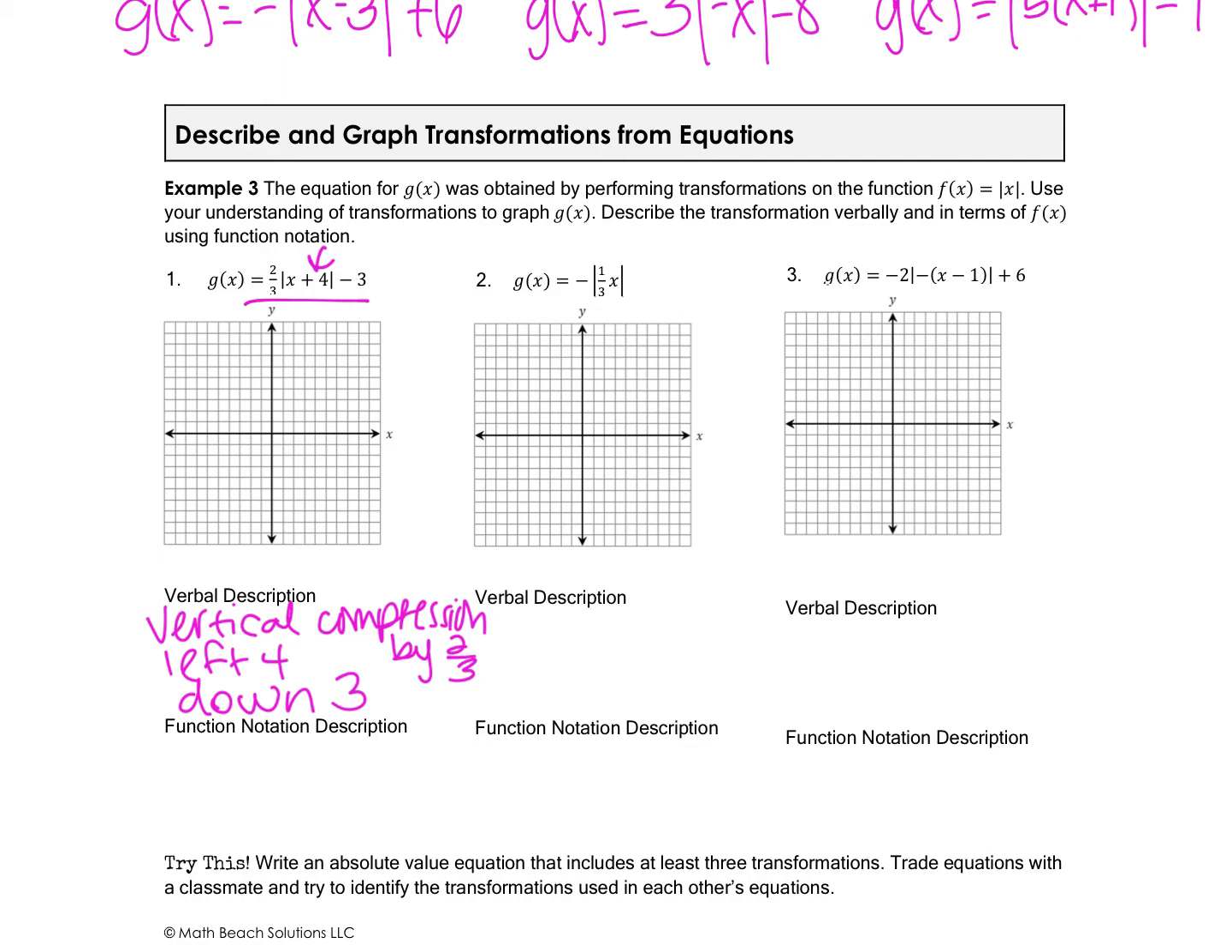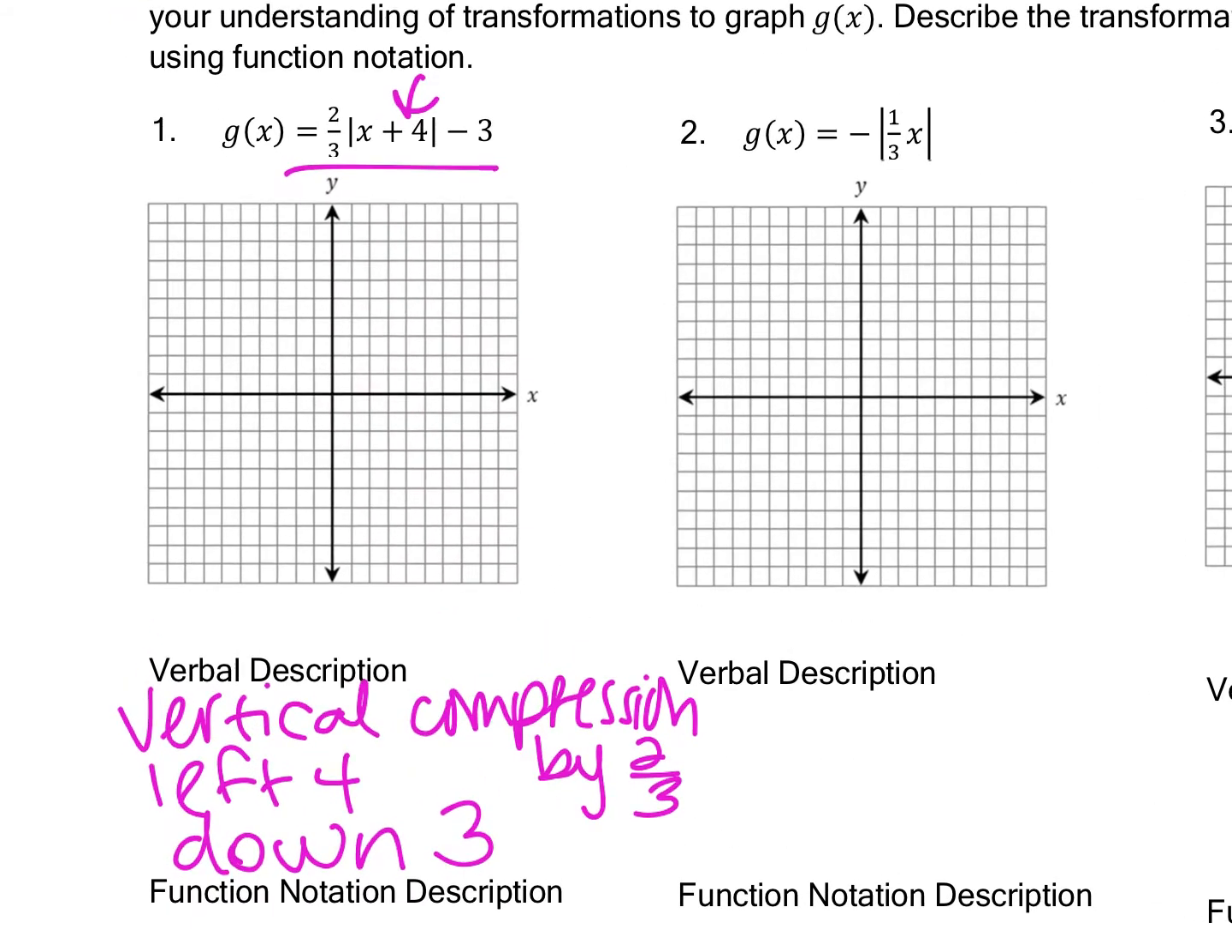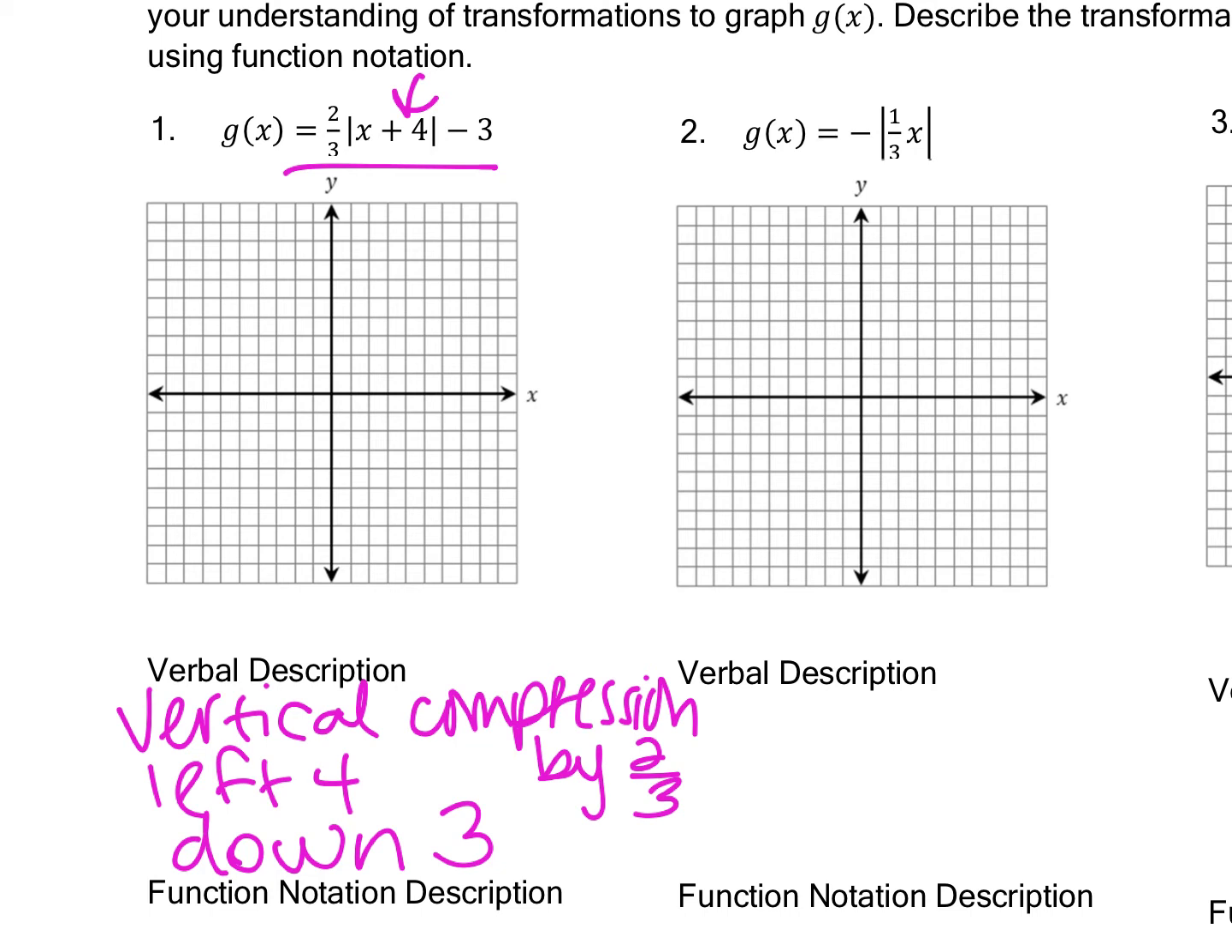So go ahead and go left 4, down 3, 1, 2, 3. So that's your point of your V. Now you're going to look at your 2/3 in front. So that's actually the slope. So you can actually use that as the slope.